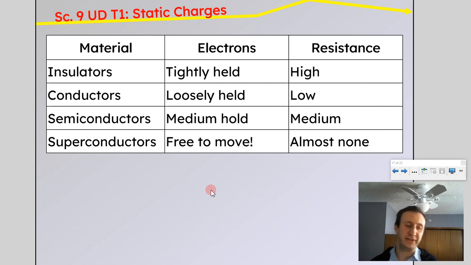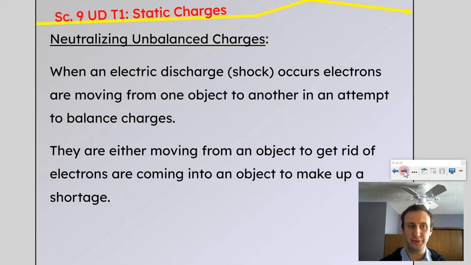Think about it this way: insulators are like really overprotective parents who say you cannot go out or do anything or see friends ever. Conductors are like, do your thing, go wherever you want to go. Semiconductors are somewhere in between, like, you can go out sometimes, but not others. And superconductors are just like, you don't have parents. You can just do whatever you want. You are free. Okay, that is it. That is the different materials and how the electrons are held in the resistance.